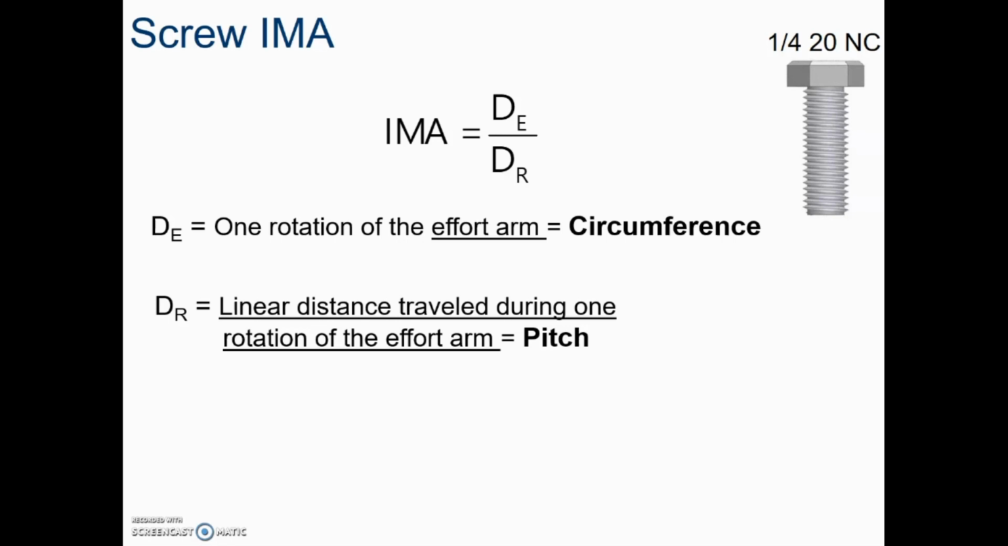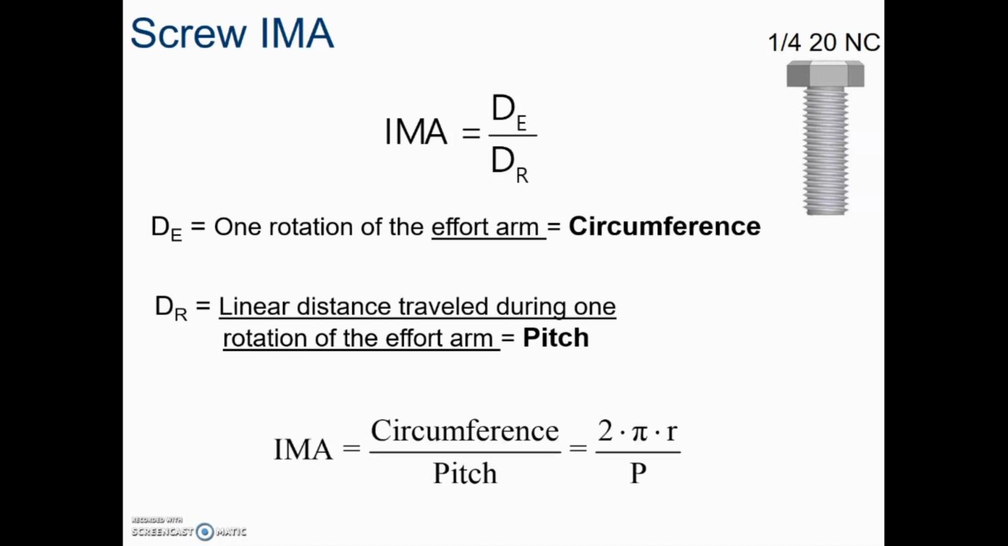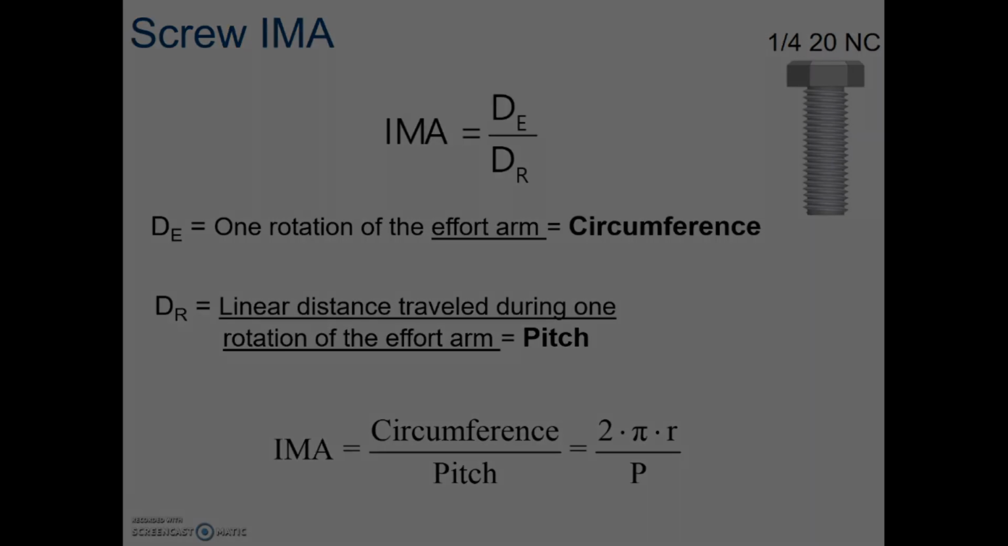So we need to find the pitch, which is kind of a pain because those aren't directly given to us with the screw notation. We're going to have to go through a few steps in order to find circumference and pitch. So we can modify our IMA equation for a screw just a little tiny bit and say the circumference divided by the pitch is our IMA, or if we wanted to break it down even more, 2 pi times r, where the radius is that effort arm, divided by p, which is your pitch.